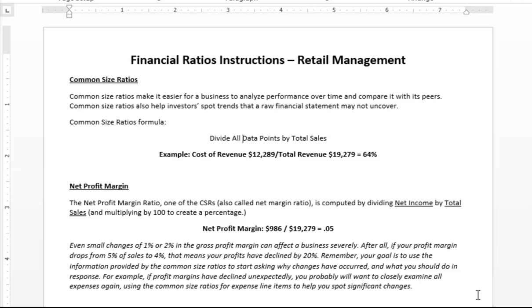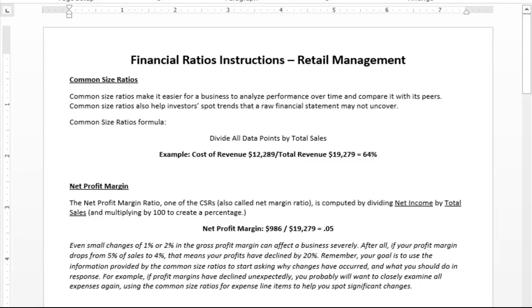You're able to determine, is the business improving? Is there a sudden increase in cost of goods sold, which could indicate possible theft? Or maybe you need to change suppliers. There's a lot of things that you can look at closer as a result of common size ratios. To figure common size ratios, you take your data points and you divide them by total sales. So the example that I provide is cost of revenue divided by total revenue.